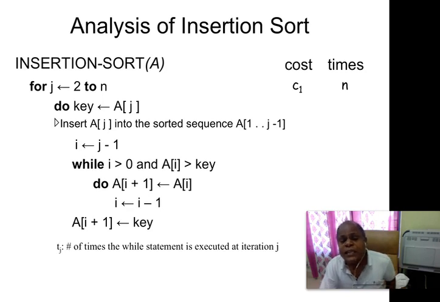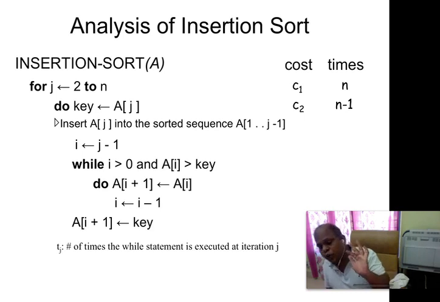Hence, for key is equal to A[j], for this we are assuming the cost c2. The for loop condition will run n times, but inside the outer for loop, all the statements will run n minus 1 times. Hence, for do key is equal to A[j], the cost is c2, but how many times will it run? Because j goes from 2 to n, the loop starts at 2 and comes inside, hence it will run n minus 1 times.